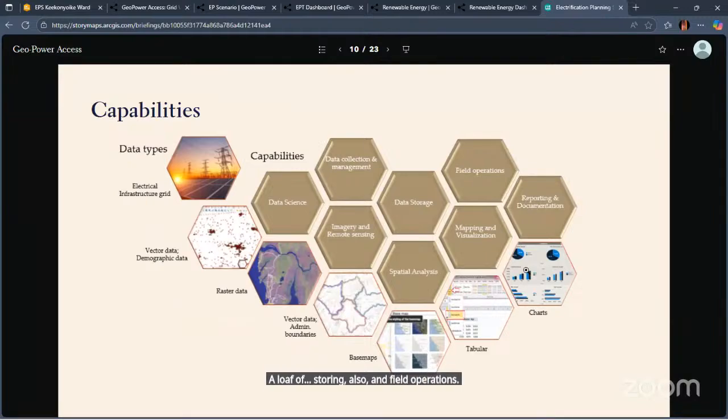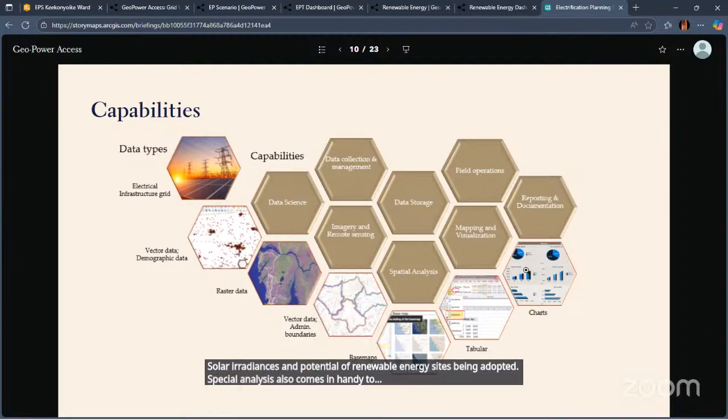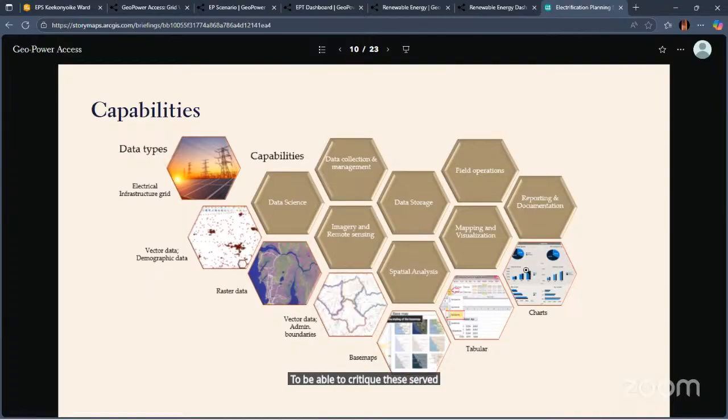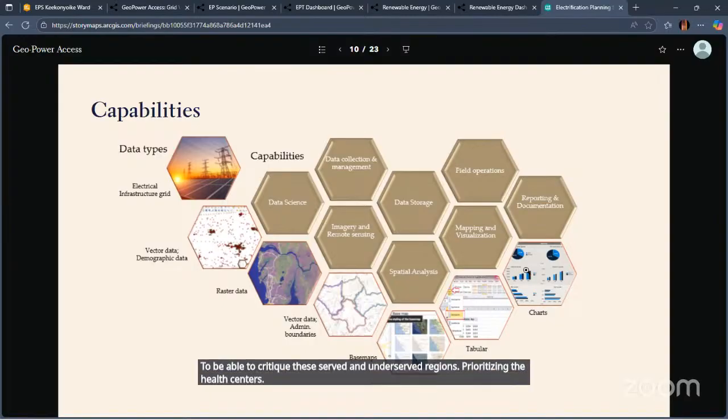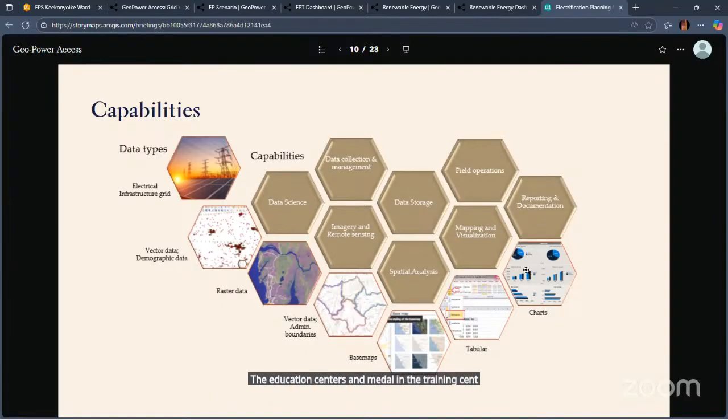The various capabilities adopted are data collection and management, that is, allowing for storing, and field operations. This eases the process of acquiring the various infrastructure data and customer details for the system. The imagery and remote sensing analysis is also used to understand the various solar irradiances and the potential of renewable energy sites being adopted. Spatial analysis also comes in handy to critique these served and underserved regions, prioritizing the health centers, the education centers, and majorly the training centers. The software adopted also allows for mapping and visualization, which comes in handy with regard to the spatial aspect.